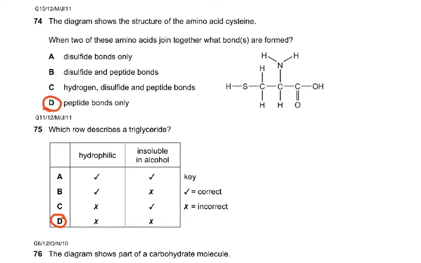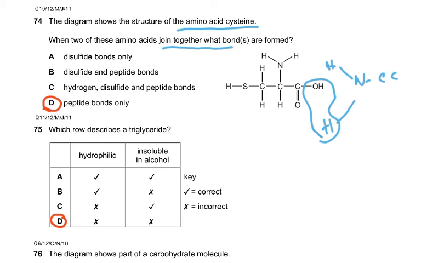The diagram shows the structure of the amino acid cysteine when two of these amino acids join together. So there's another one joining here. So if we have another NCC here, then this is an H, and then it's an H. So this H and OH will leave, and between this C and N, a peptide bond will form. And so this is the peptide bond only.